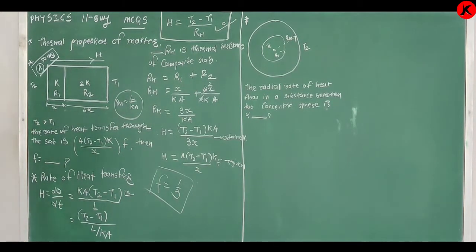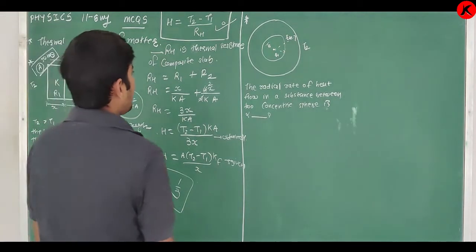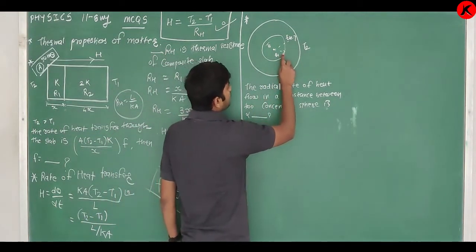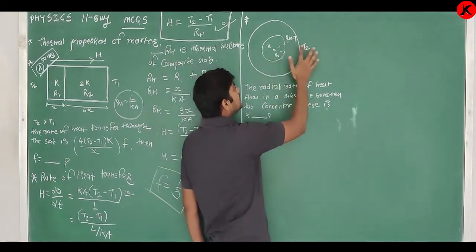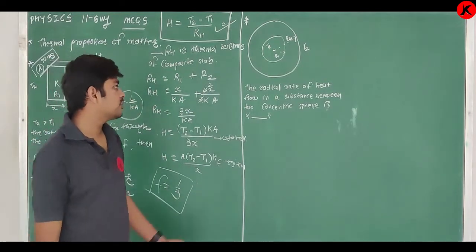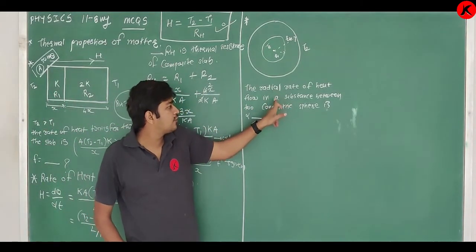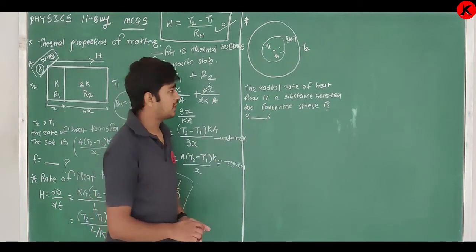So that is one question, how to find the rate of heat transfer. Second question, it is visible on the board. What are you given? You are given two concentric spheres having radii R1 and R2. The temperature inside is T1 and outside is T2. Your question is, what is the radial rate of heat flow in a substance between two concentric spheres?